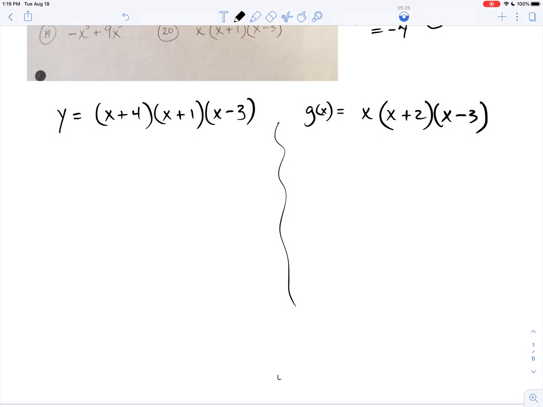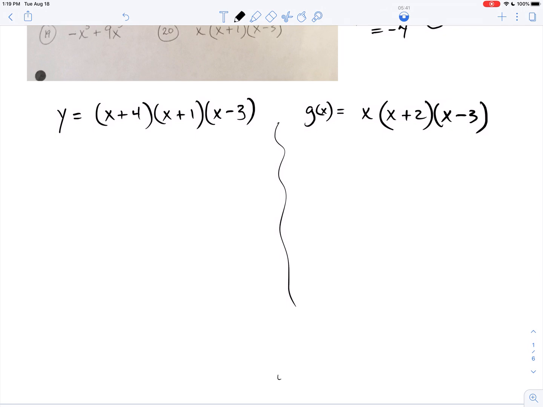Now, both of these problems here are third-degree polynomials. You might go, okay, what does that mean? Well, third degree means it's odd degree. Both of these are odd degree.